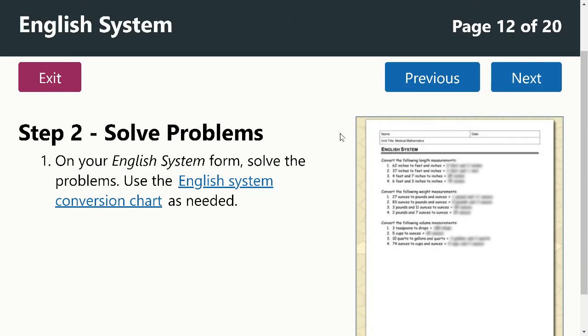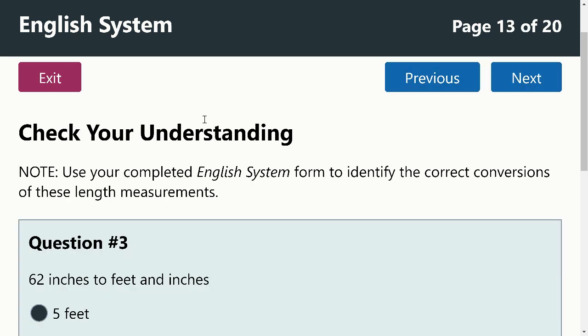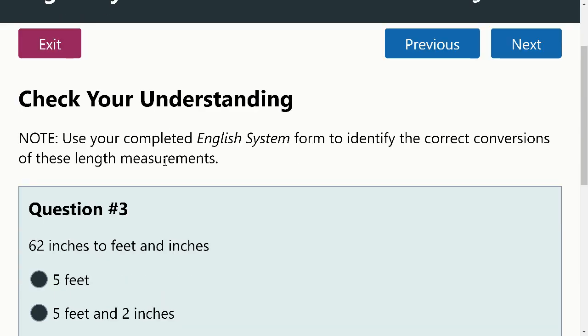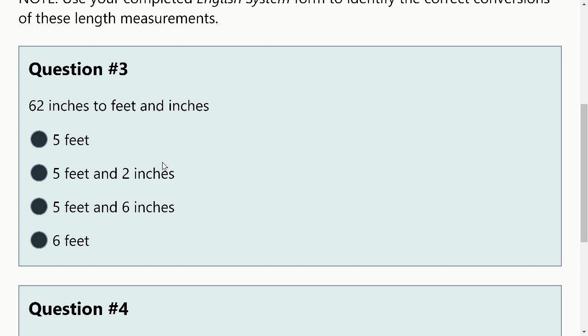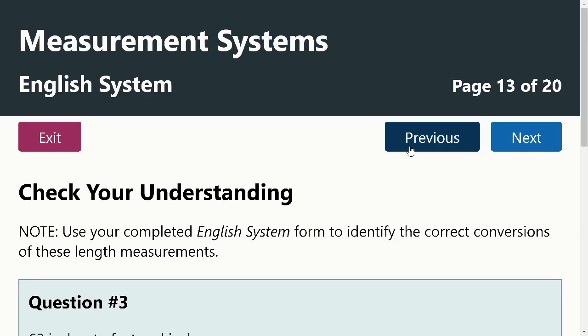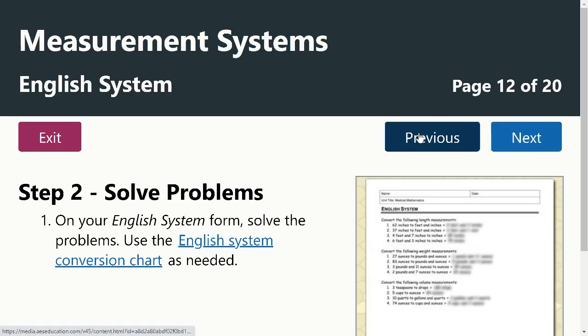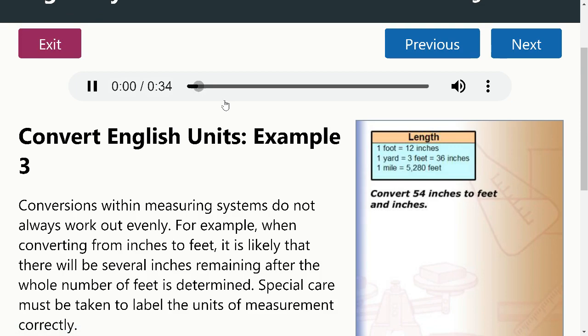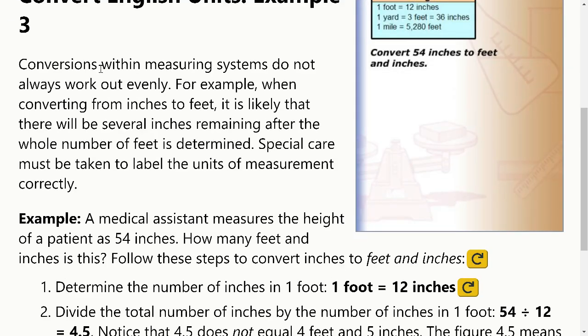All right, so we're going to look at the English system form that you got. Y'all got one that says 62 inches to feet and inches. So this is Convert English units. Example.